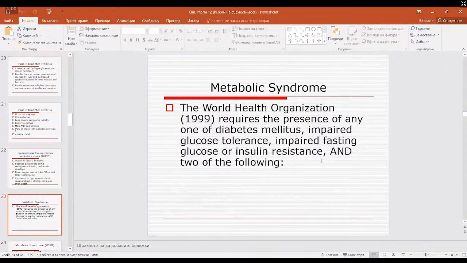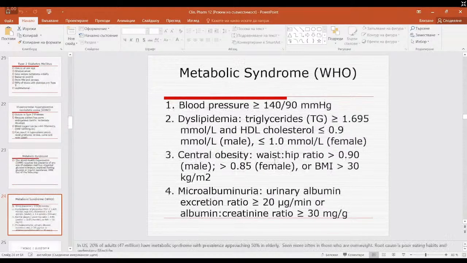What is metabolic syndrome? It's, I think, a very important syndrome because it combines several important disease factors that increase the risk of cardiovascular complications, and the WHO definition requires the presence of either diabetes or impaired glucose tolerance or impaired fasting glucose or insulin resistance and two of the following four things: arterial hypertension over 140/90, or medically controlled arterial hypertension, dyslipidemia, especially triglycerides over 1.7 millimoles per liter, or HDL cholesterol less than 0.9 for males or less than 1 millimole per liter for females.